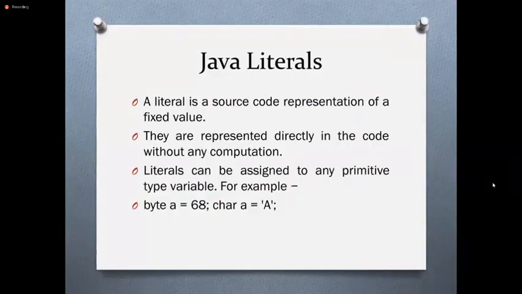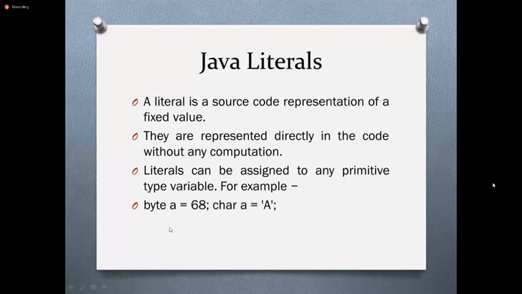Then we will come across this term, which is called literal. A literal is a source code representation of a fixed value. Then they are represented directly in the code without any computation. Right? Literals can be assigned to any primitive type variable. As an example, this is a declaration of a literal. Here, 68. When we take this 68, it is a literal, right? Right. This is about the literals.